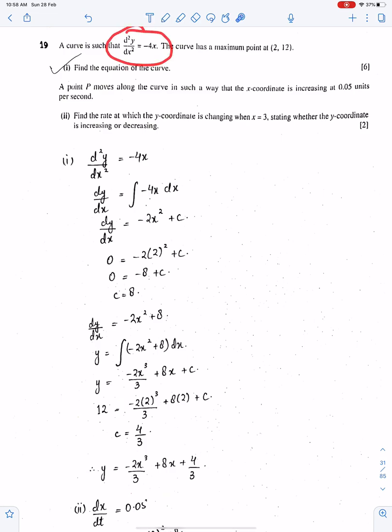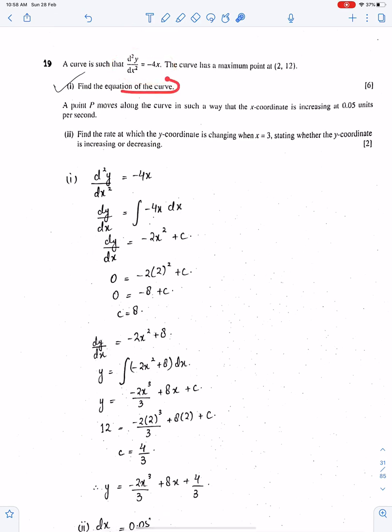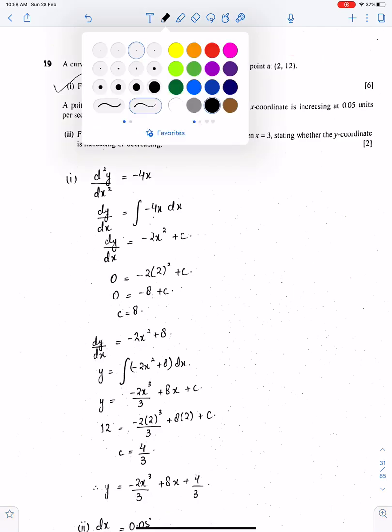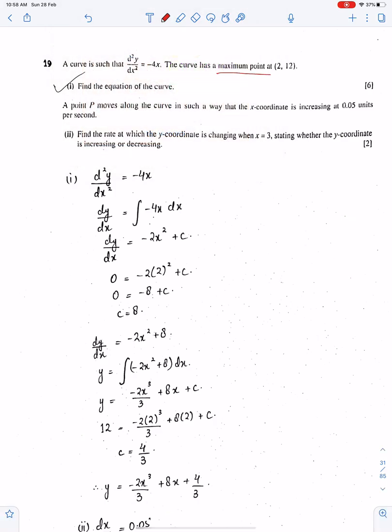We have the second derivative, so we need the equation of the curve, and this is the maximum point. Maximum point means the gradient is 0 at x = 2. When it says maximum or minimum or stationary, they all mean the gradient is 0 at this particular value of x. To get the equation of the curve, meaning y, you need to integrate this second derivative twice.